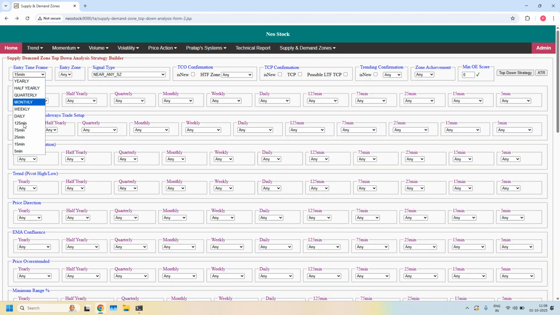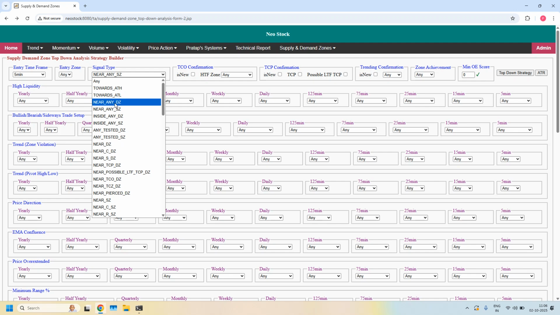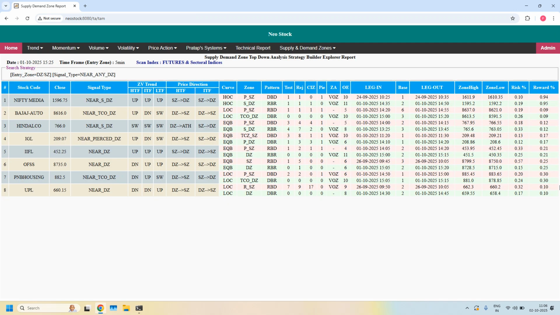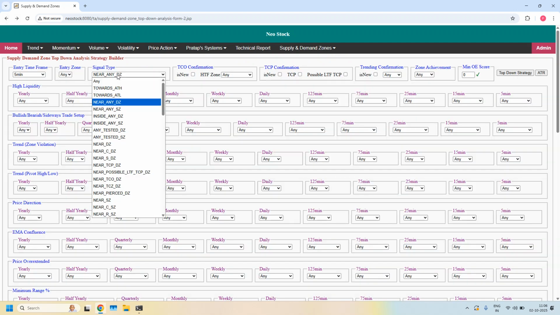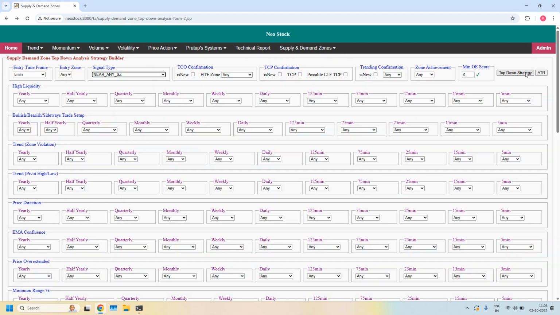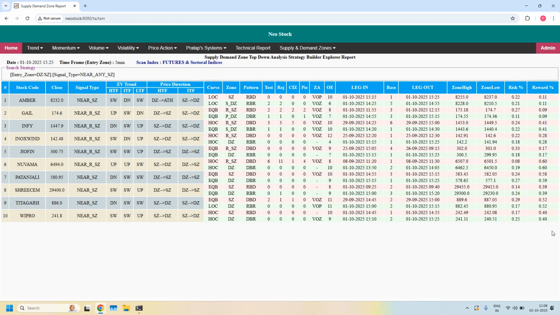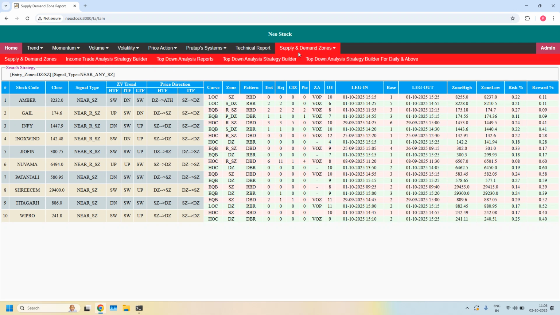Next time frame is 5 minutes. Stocks near to the 5 minutes demand zone. We got 8 stocks. Next, stocks near to the 5 minute supply zone. We got 10 stocks. So this is about stocks near demand and supply zones for different time frames.